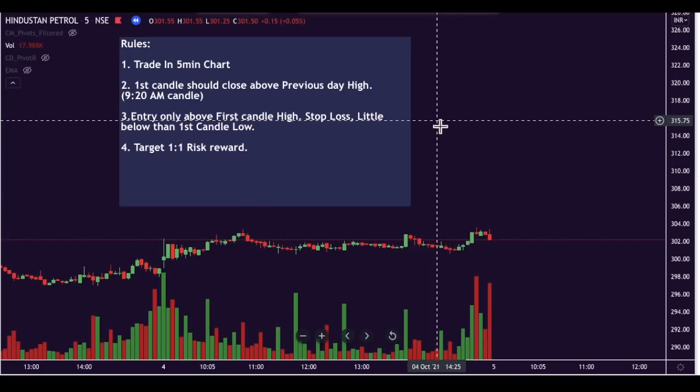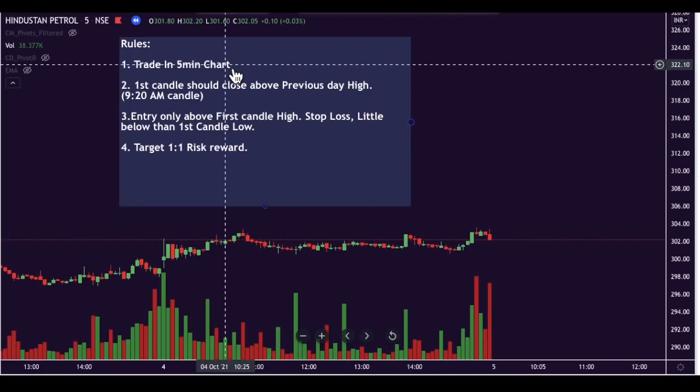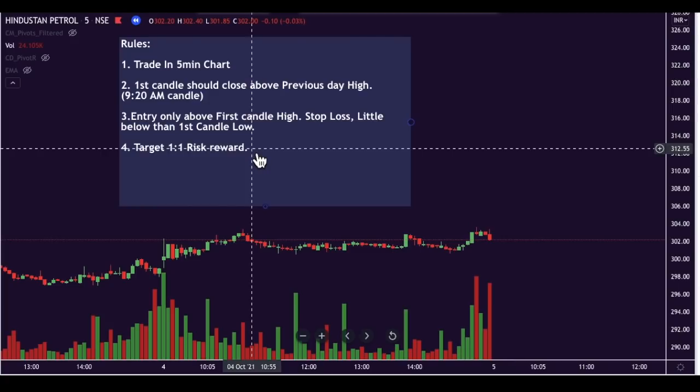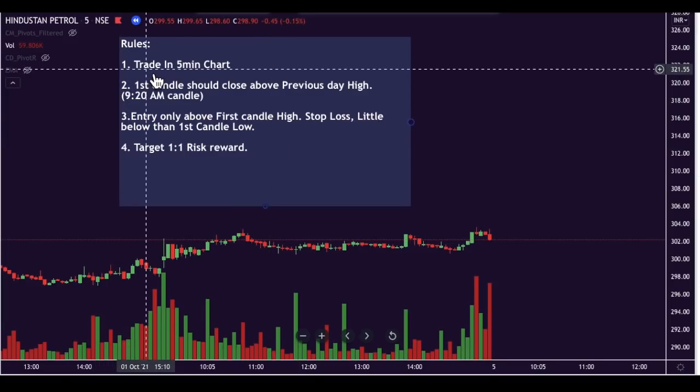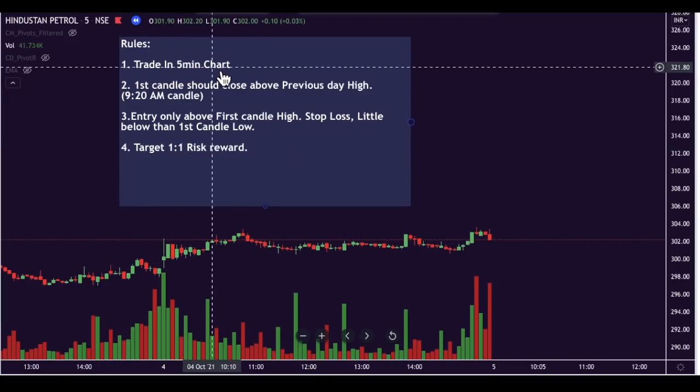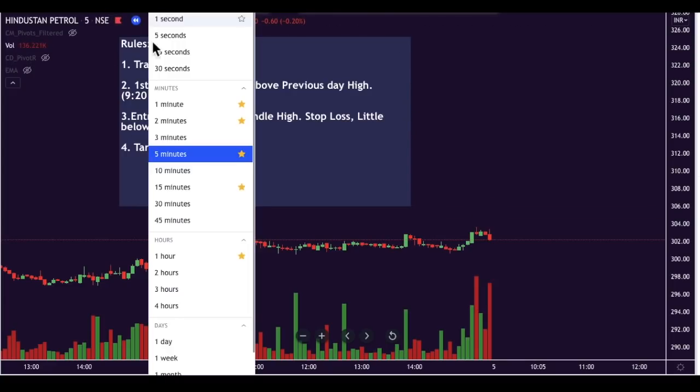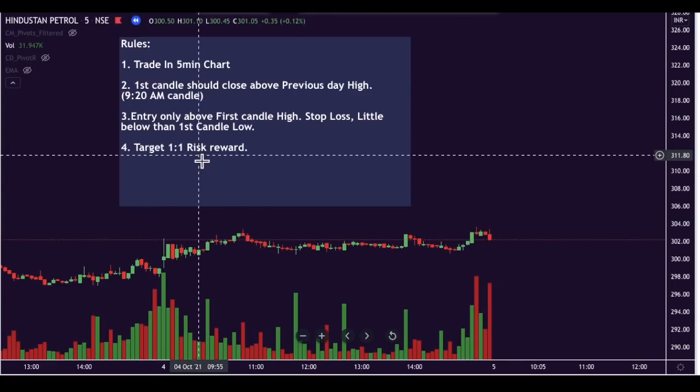Now traders, whenever you are trading with the strategy which you are learning today, you need to follow these 4 simple rules. Following these rules will significantly increase the success rate of the strategy. Let us look into these rules one by one. Now rule number 1 says trade in 5 minutes chart. So 5 minutes is very suitable for intraday. Now the first thing you need to do is go and choose 5 minutes chart.